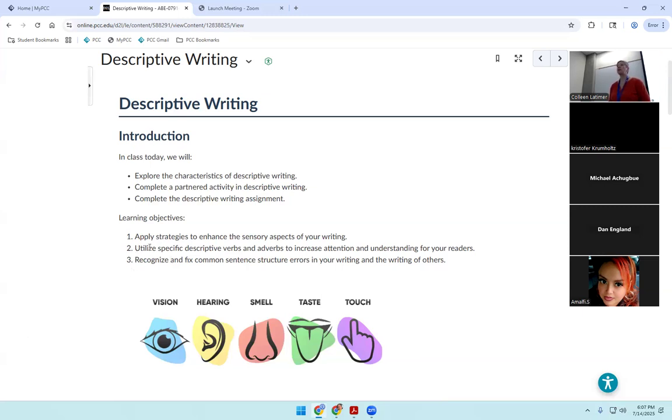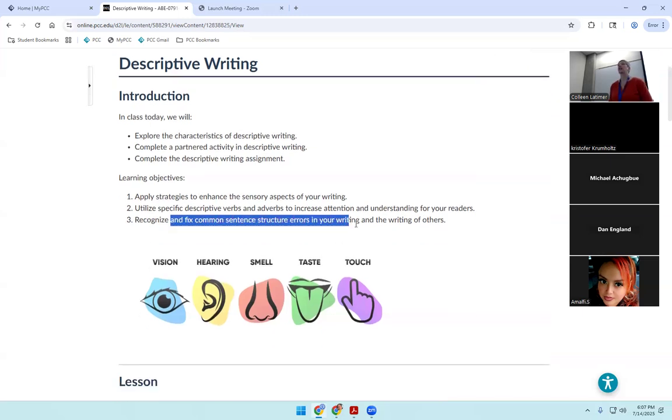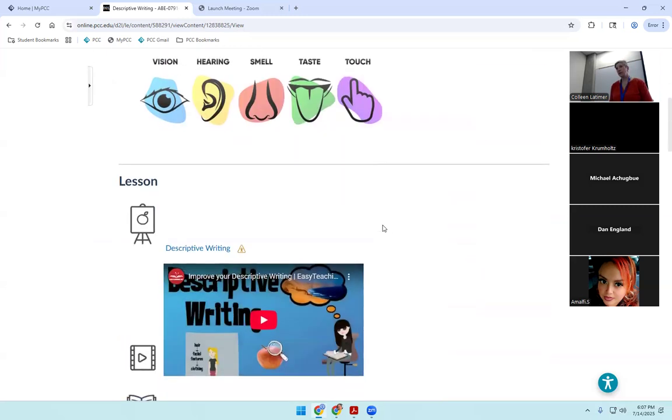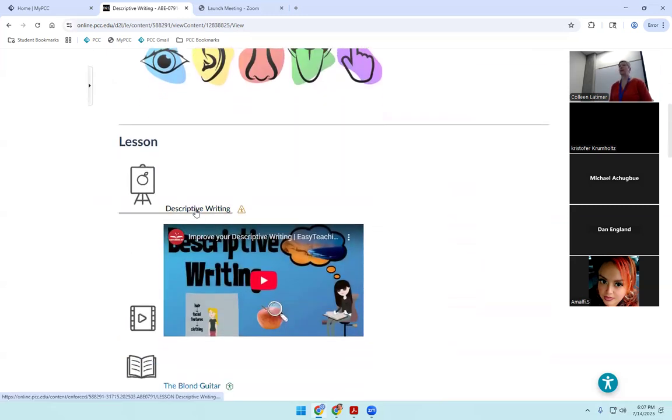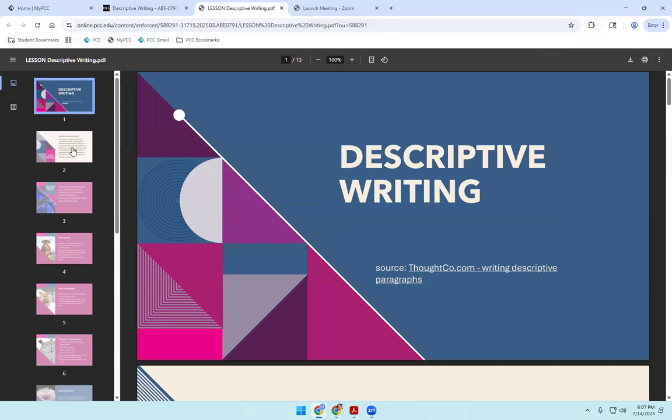So we'll focus on very specific descriptive verbs and adverbs and adjectives, honestly, to increase the attention and understanding of your readers. And then we're going to fix common sentence structures in our own writing for that writing activity. Okay, let's take a look at what kind of constitutes descriptive writing. Again, people, please feel free to shout out questions if you have them as I'm going through something. Don't wait on it, just shout it out. Other people will have the same question.